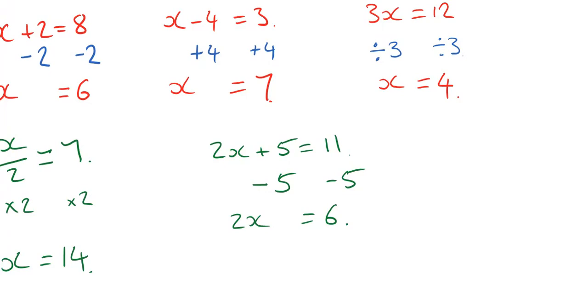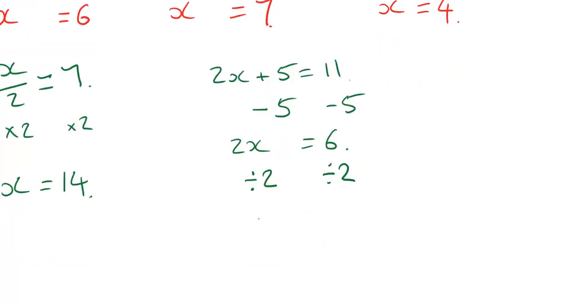Now is the time to do the next step. We're going to divide by 2, so we're going to divide both sides by 2. X is equal to 3. There's my solution. So in this one, I had 2 things acting on the x. Therefore, I had to do 2 different steps to find my answer.